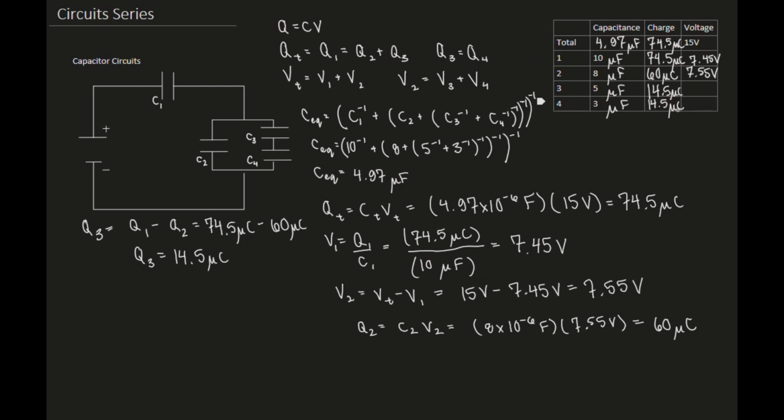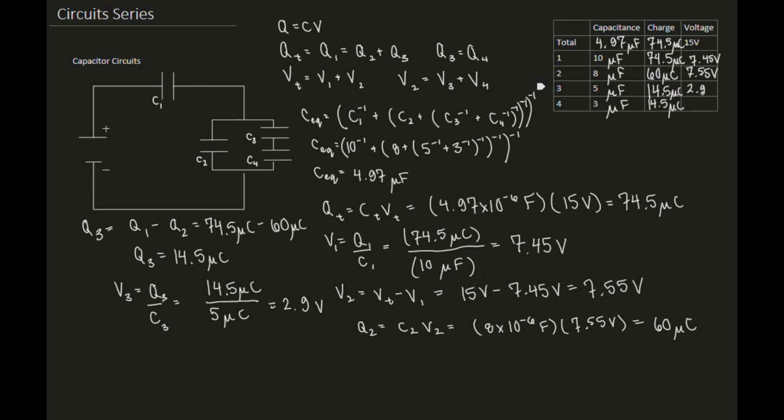And then I can use the voltage equation to figure out the voltage across 3. So the voltage across 3 is equal to the charge across 3 over the capacitance across 3. The charge across 3 is the 14.5 microcoulombs over the capacitance across 3, which is 5 microfarad. And I get that it is 2.9 volts.